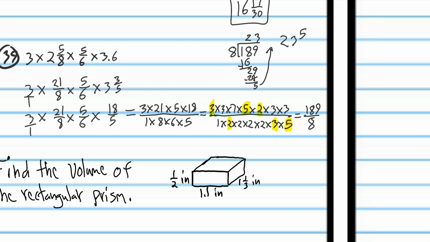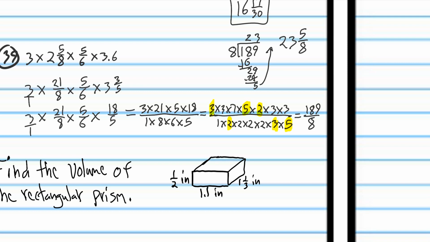23 is the whole number, and 8, the divisor, just stays, that's just our denominator. So 23, let me write that a little better there. 23 and 5/8 is our final answer. Now, we learned how to do that in the last class. The remainder is the numerator, and the denominator is the divisor, and the whole number is the quotient. That's just how you convert improper fractions to mixed numbers.